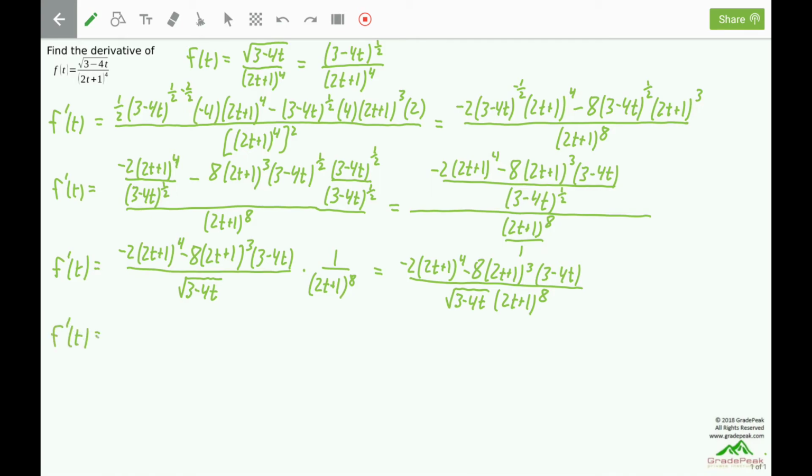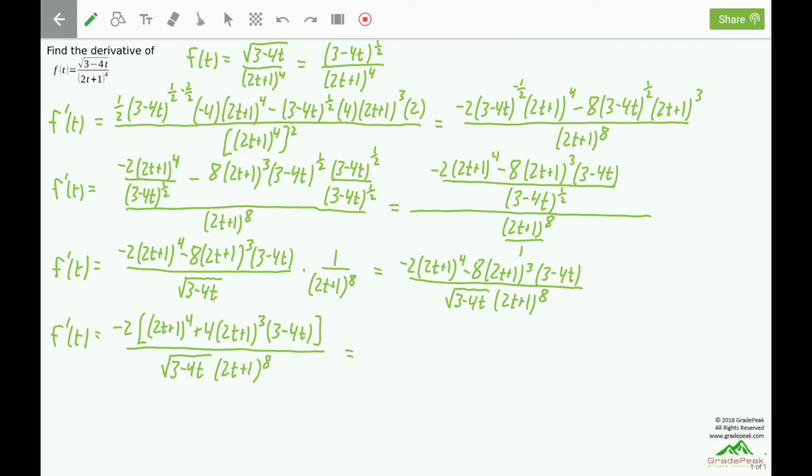And f prime of t will be a negative 2 factored out, and that will leave us a 2t plus 1 to the 4th, and a positive 4 times 2t plus 1 cubed times a 3 minus 4t, all over that denominator. Square root of 3 minus 4t and then 2t plus 1 to the 8th.